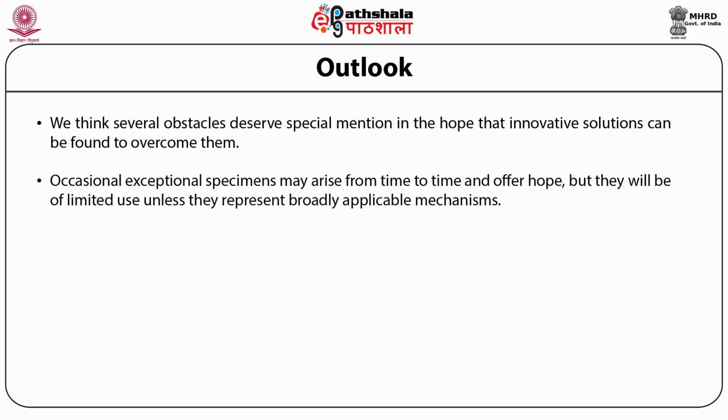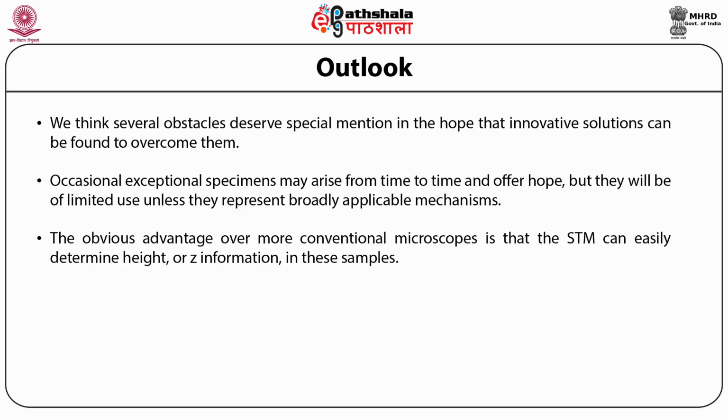Occasional exception specimens may arise from time to time and offer hope, but they will be of limited use unless they represent broadly applicable mechanisms. The application of metals to make conductive coatings or replicas presently has limited usefulness. The obvious advantage over more conventional microscopes is that the STM can easily determine height or Z information in these samples. But the drawback is that a replica is not the original structure, and it is not realistic to hope for resolution at the level of atoms or small molecules with such methods.